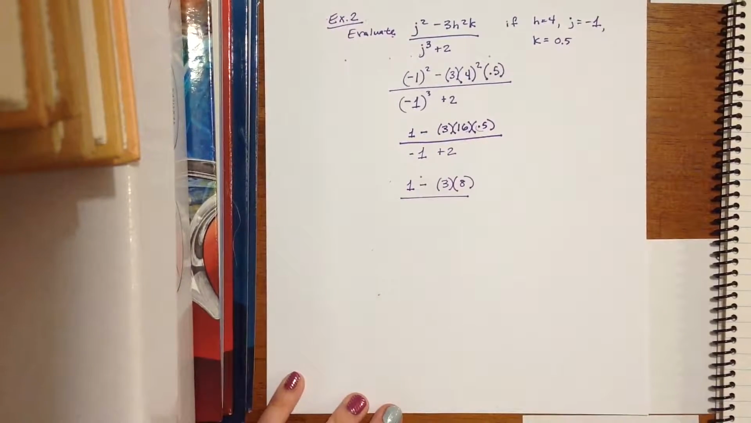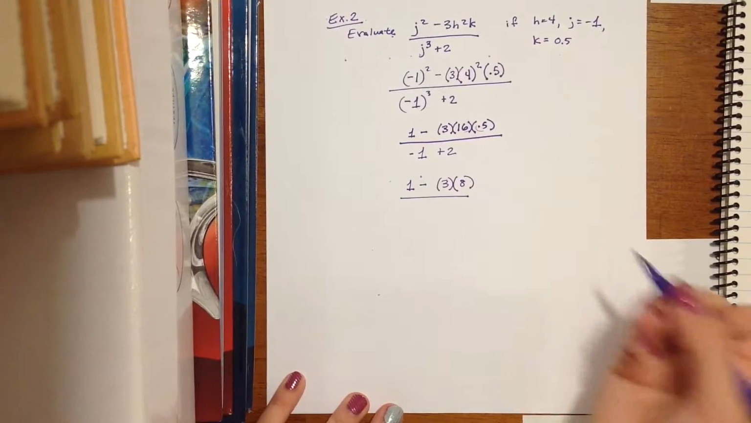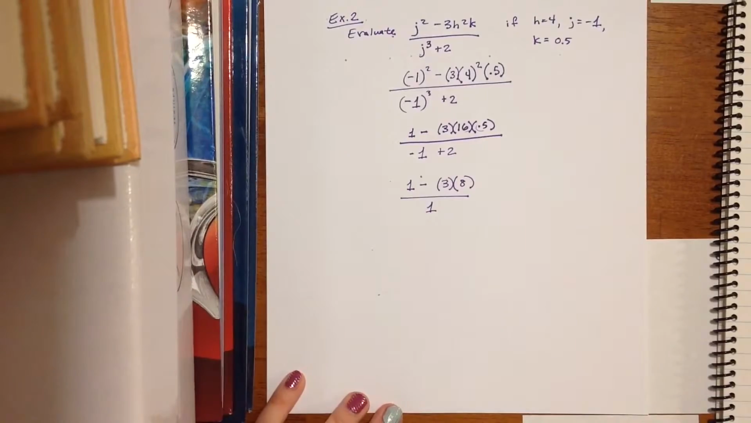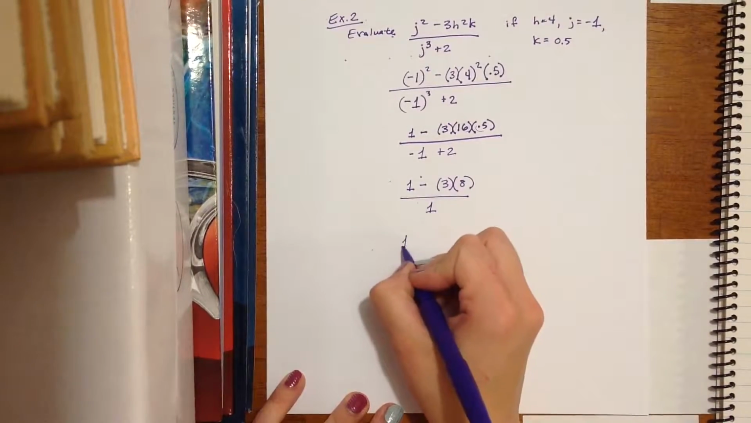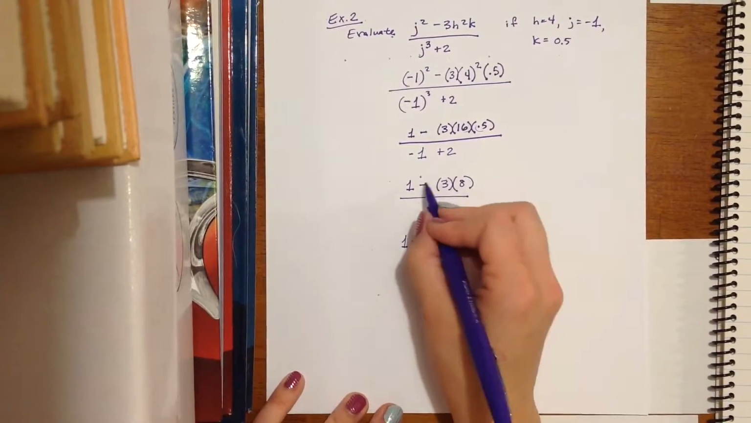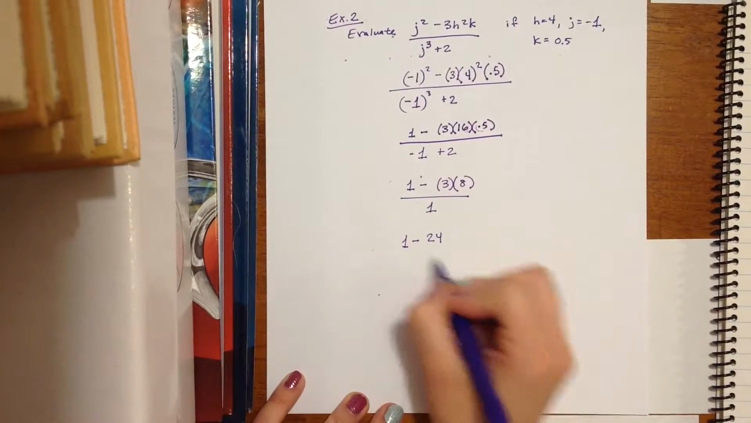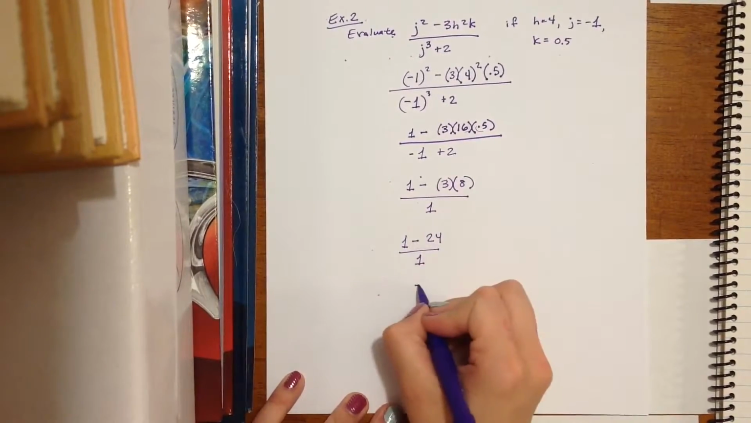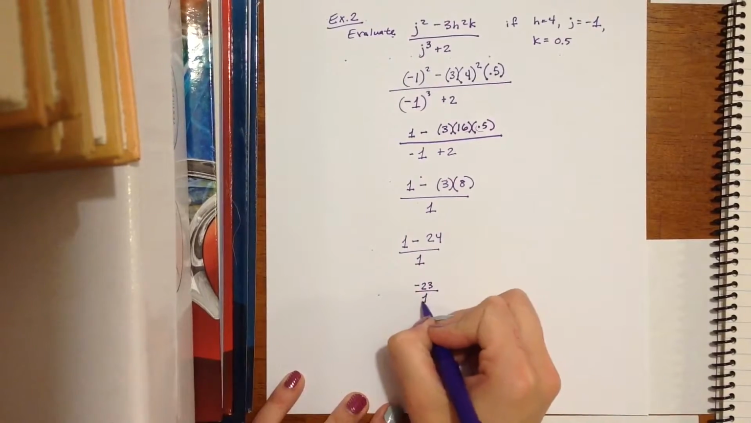Over, and since my denominator is separate, I can go ahead and do this addition. -1 plus 2, I get a 1. That's nice in our denominator. Okay, so then I'm going to have 1 minus, do my multiplication before my subtraction, 24 all over 1. Do my subtraction up top, 1 minus 24, I get -23 over 1.